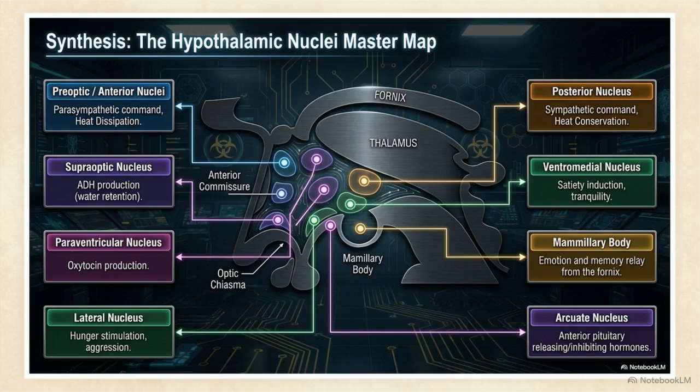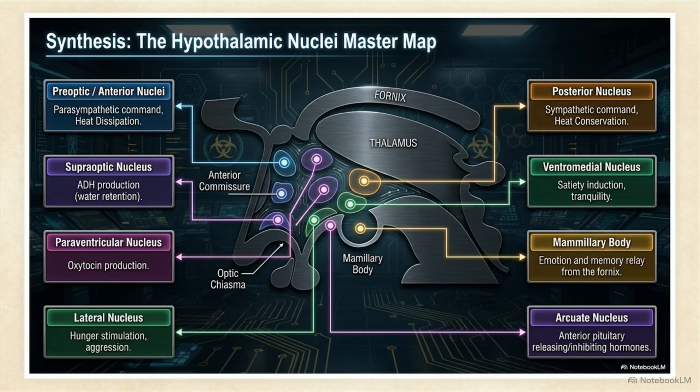The geographic rule holds true along the horizontal axis. Anterior regions dictate parasympathetic heat dissipation, while posterior regions command sympathetic heat conservation. Vertically, the endocrine interface is sharply bimodal. Direct neurowiring pushes hormones from the supraoptic and paraventricular nuclei, while the arcuate nucleus relies on localized chemical cascades.